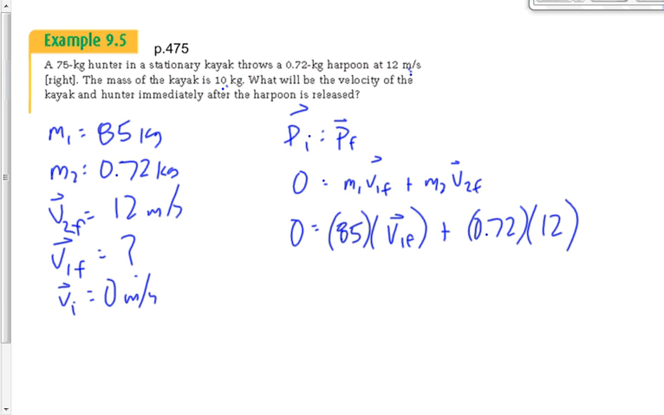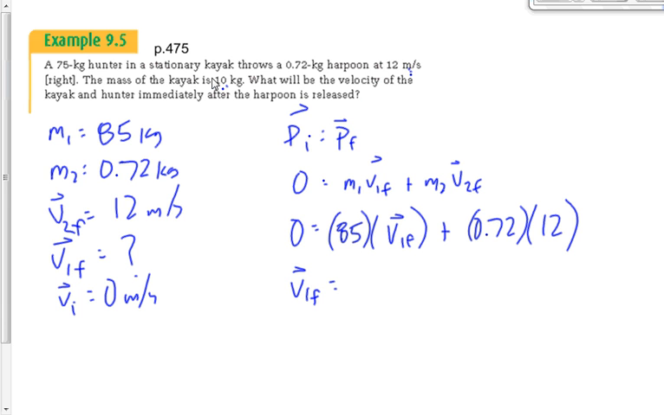Good. If the hunter and kayak have the same momentum as the harpoon does, and they have to, right? Then, since they have a lot bigger mass, they have to have a lot lower velocity to have the same momentum. So let's make sure that our answer is a number that's a lot less. And if it's not, then we better try again because we know we made a mistake.